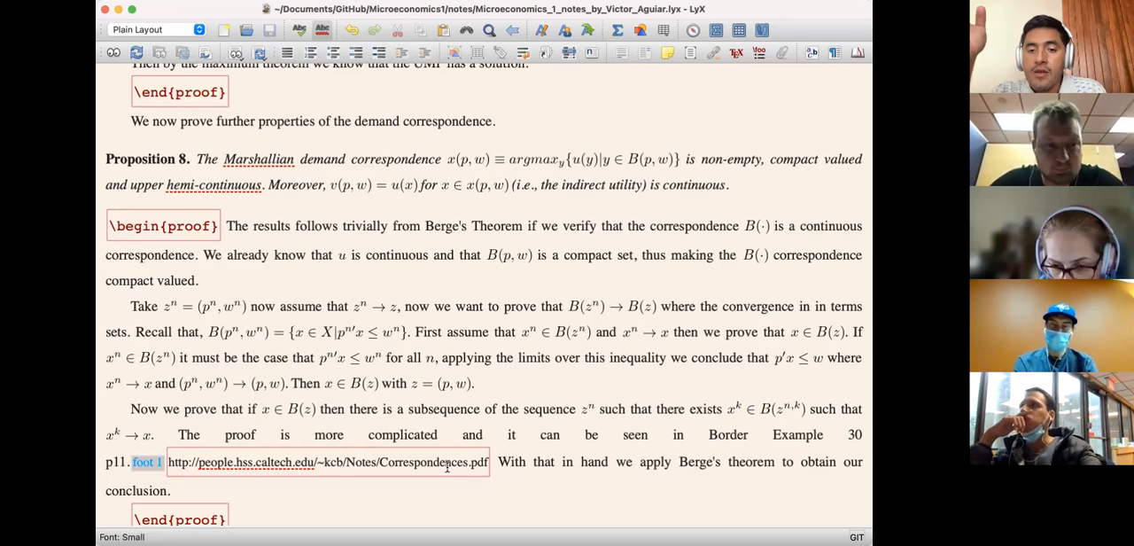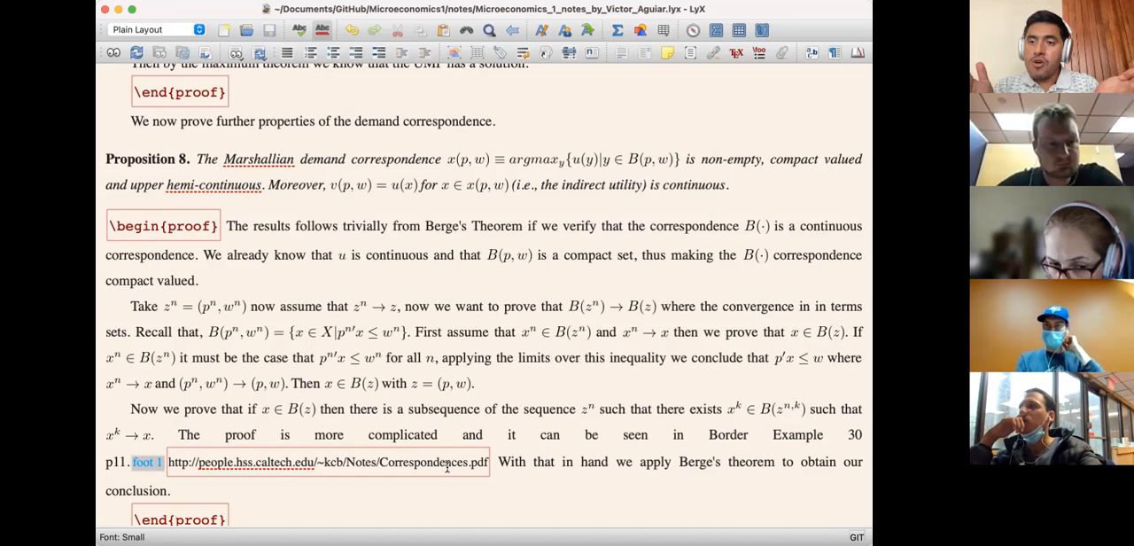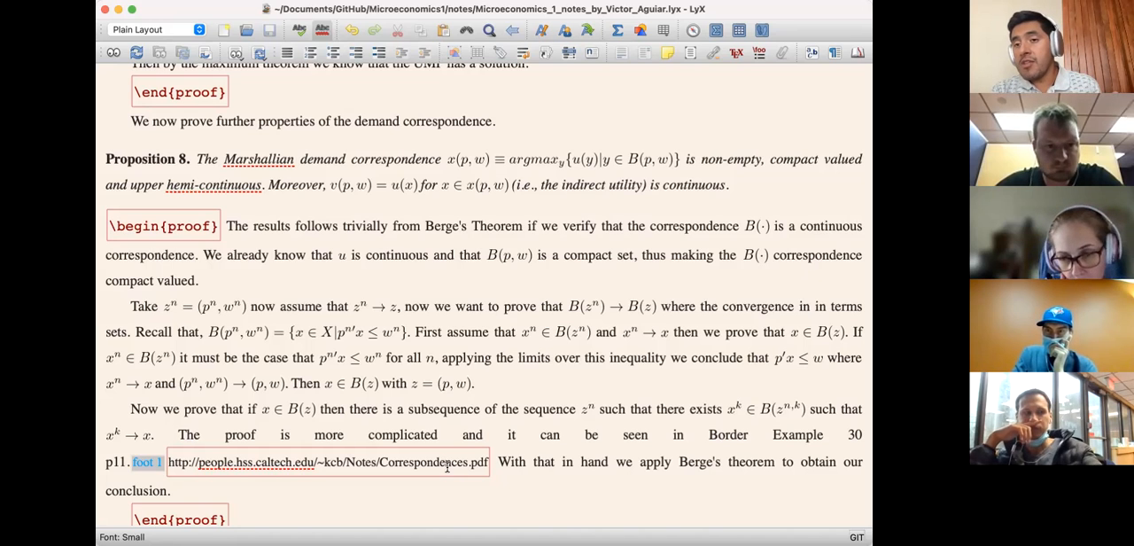Now, with that in hand, we apply Berge's theorem to obtain our conclusion. Again, what we're doing here is a classical example of the use of mathematical results in the class. We take a high-level mathematical theorem, Berge's maximum theorem. Berge's maximum theorem requires continuity of the budget correspondence and continuity of the utility. Continuity of the budget correspondence is the only thing we need to prove.